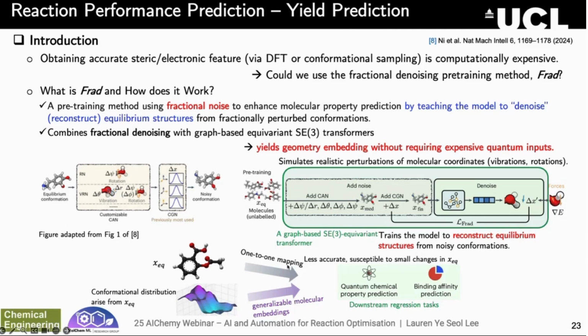Such a denoising technique was particularly interesting to us as it yields geometry embeddings, and it can tolerate less accurate molecular geometry as an input by learning conformational distributions around the equilibrium structure rather than relying on a one-to-one mapping between the optimized structure and the molecular properties. That means it can generate meaningful embeddings without doing DFT geometry optimization, the expensive computational method.